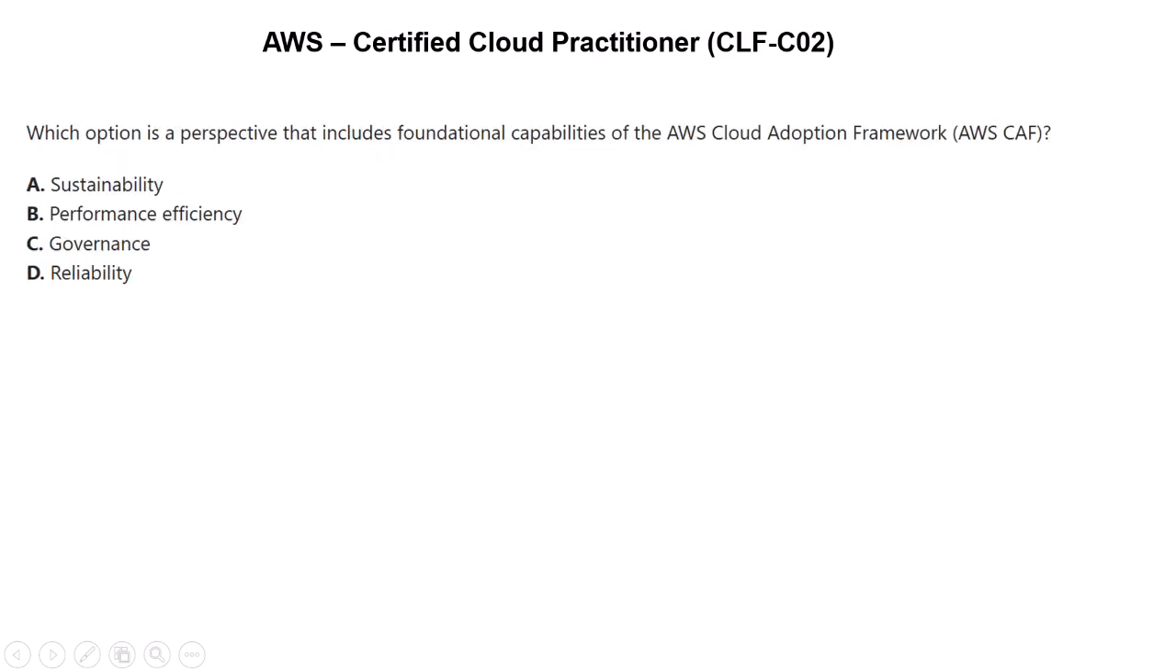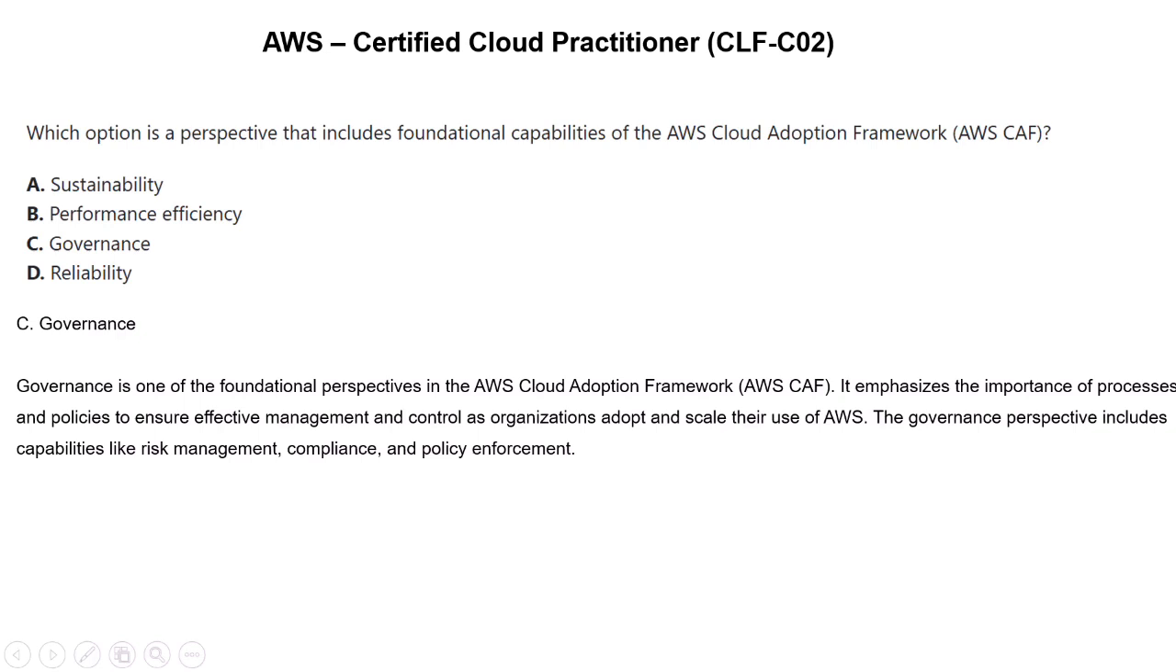Which option is a perspective that includes foundational capabilities of the AWS Cloud Adoption Framework? Option A, sustainability. Option B, performance efficiency. Option C, governance. Option D, reliability. The right answer for this question is option C, governance.